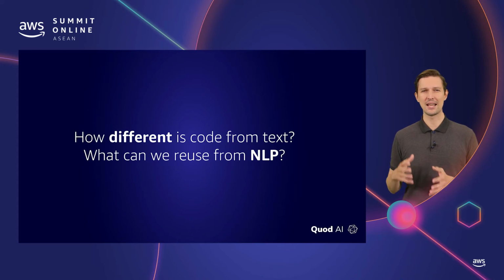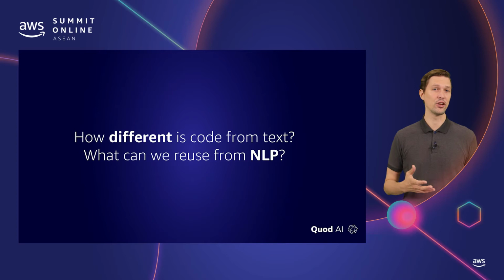Natural language processing has been an extremely popular part of machine learning recently. But what about machine learning on code? How different is code from text? And what can we reuse from NLP?